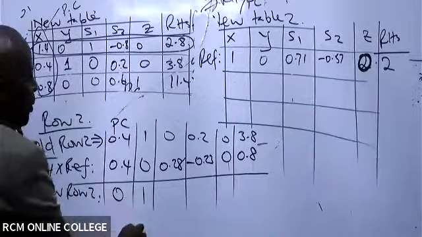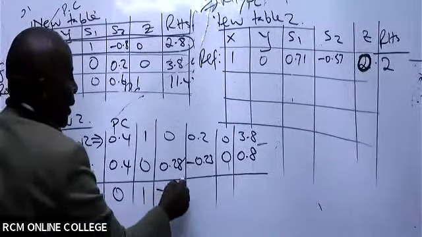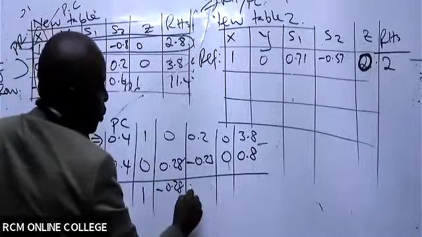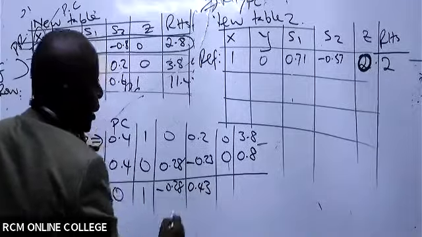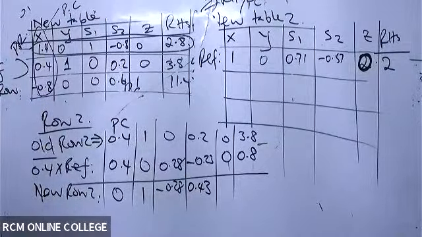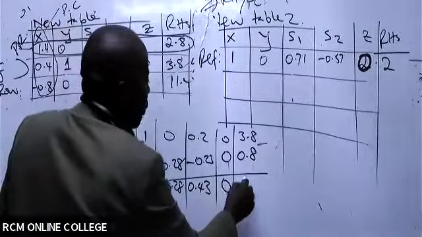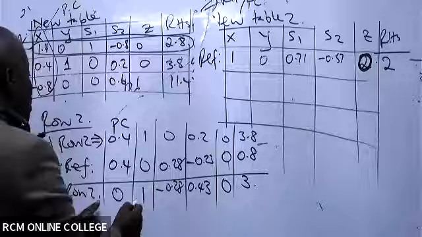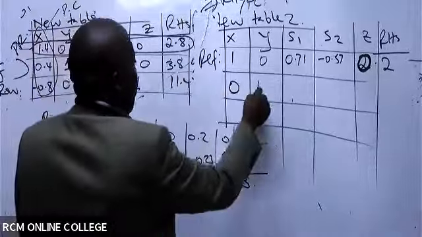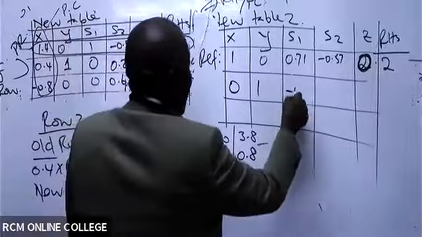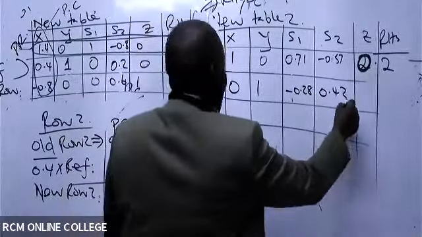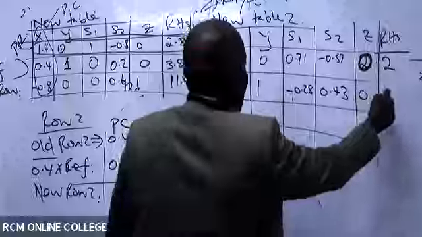So this will be 0, this will be 1. This will be minus 0.28. How about this? This is 0.2 minus this, which will be 0.43. This will be 0. This will be 3 exactly. So the new row 2 is: 0, 1, minus 0.28, 0.43, 0, and then we have 3 there.